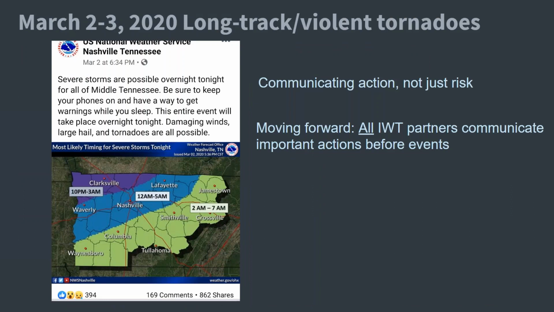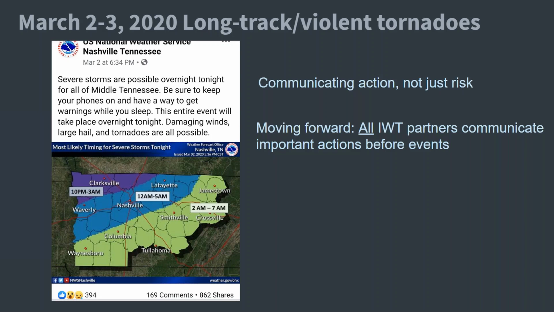And I will say I'm very proud of our office because they did try to get that message out. This graphic they put out at 6:30 that night, and they explicitly said, be sure to keep your phone on and have a way to get your warnings while you sleep, which is exactly what we need to be saying. And they did it. And I went to the forecaster the next day and I said, that was great.